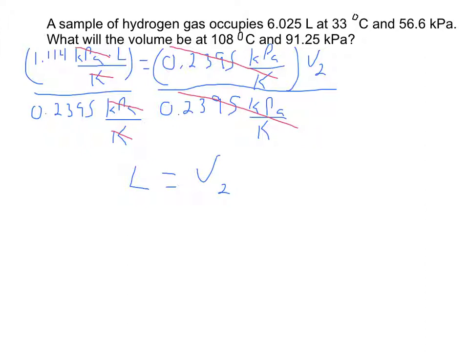Now I need to do the math, which is taking my 1.114 and dividing it by 0.2395, and I get 4.65 liters. And there it is. That is the final answer. That is correct, and we are good to go and have figured it all out.